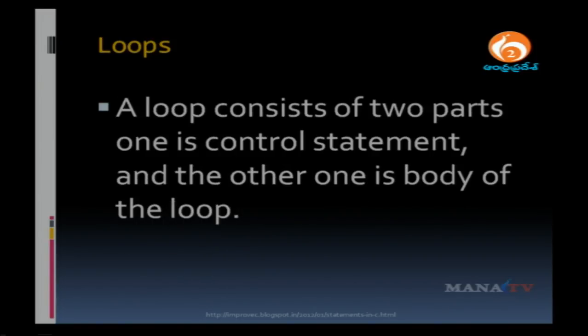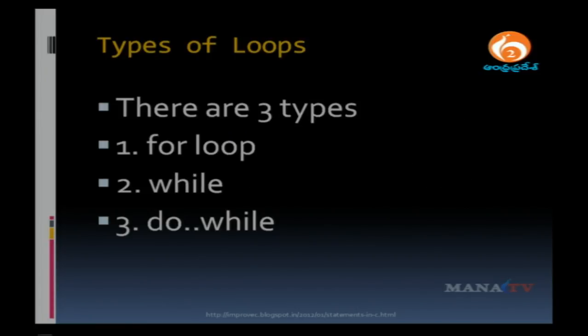A loop consists of two parts, one is the control statement and the other one is the body of the loop. We have four types of loops in Java: for loop, while loop, do while loop and for each loop.